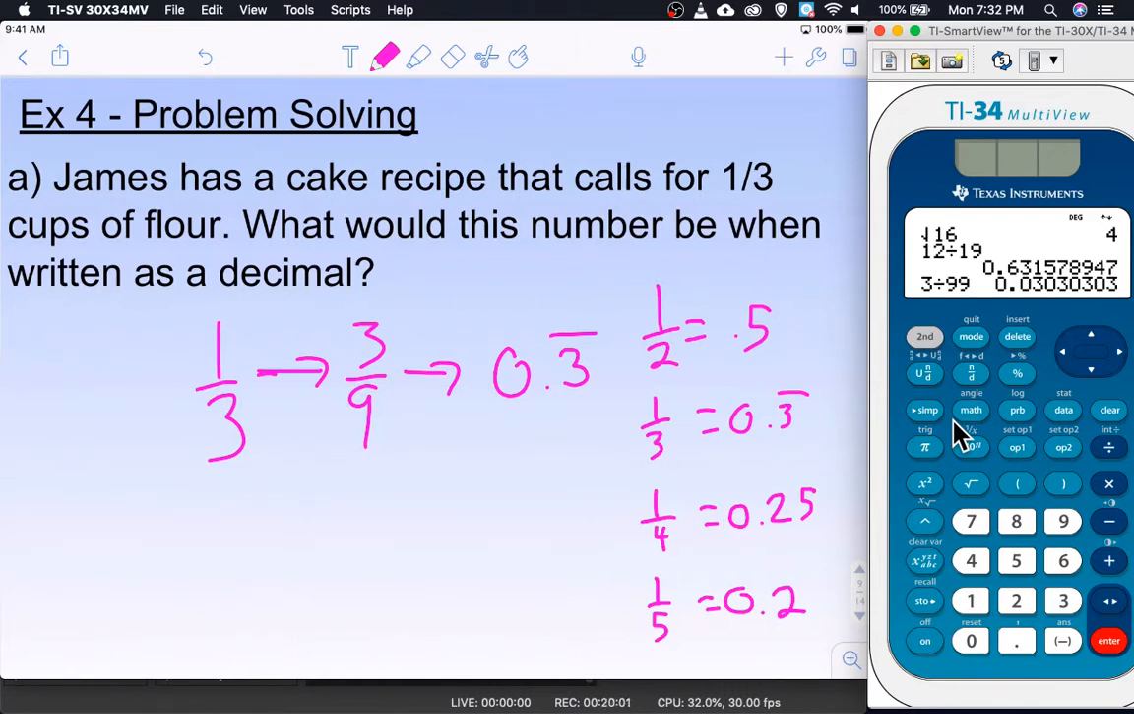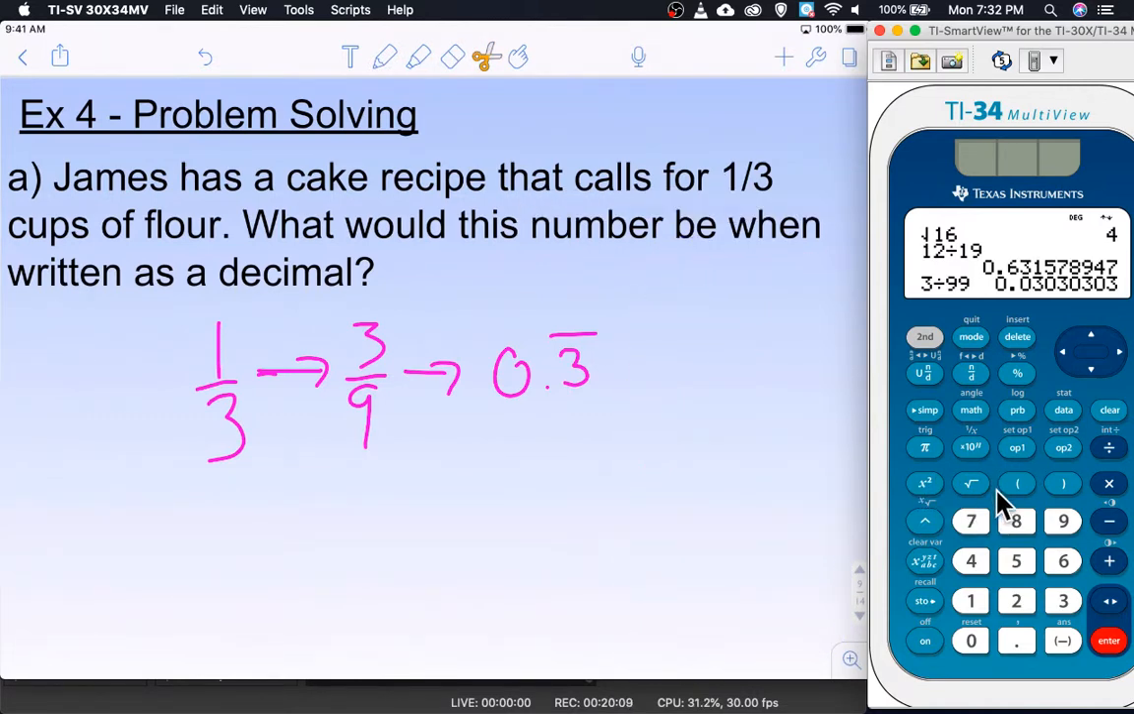Percentages. If something is 25% off, it means it's 1/4 off. Stuff like that. You also have your handy dandy calculator where you could just do 1 fraction 3 and then switcheroo. And there you have it.